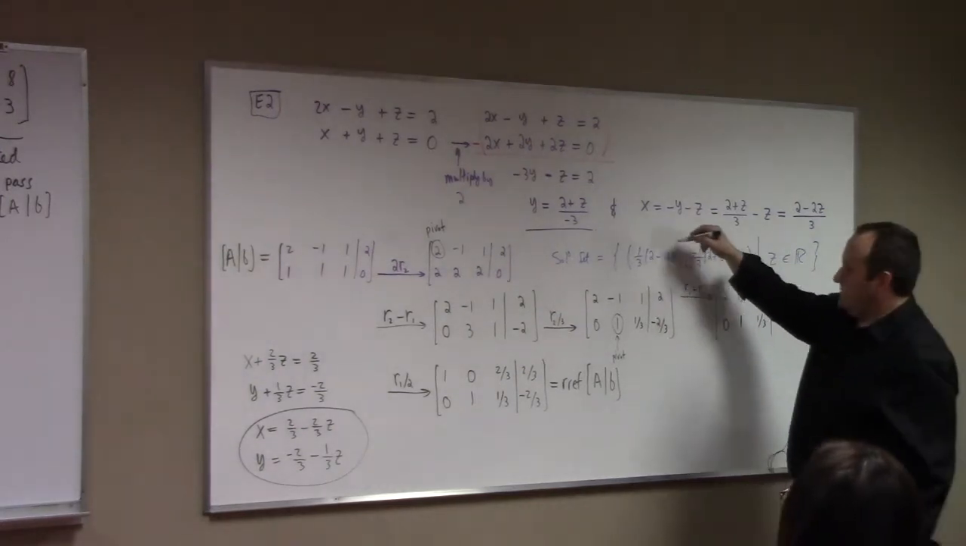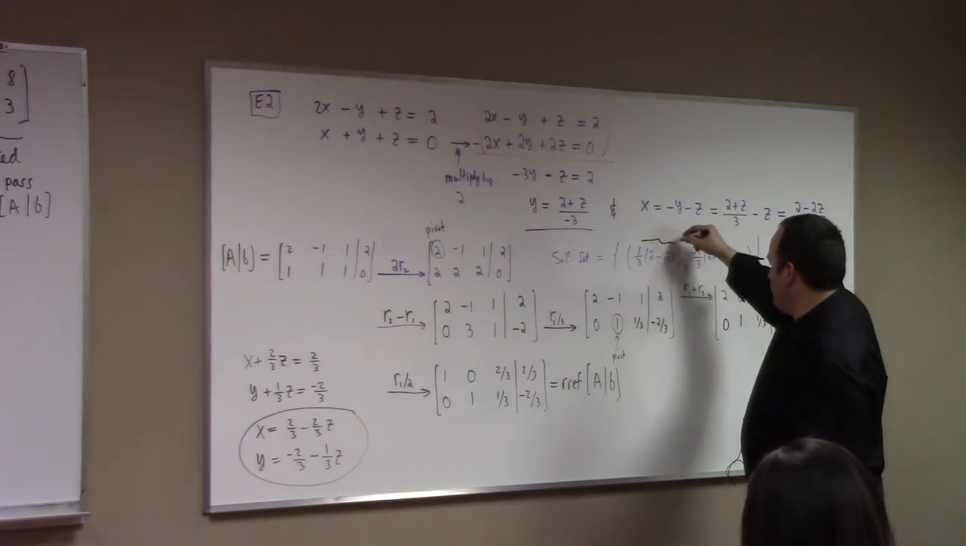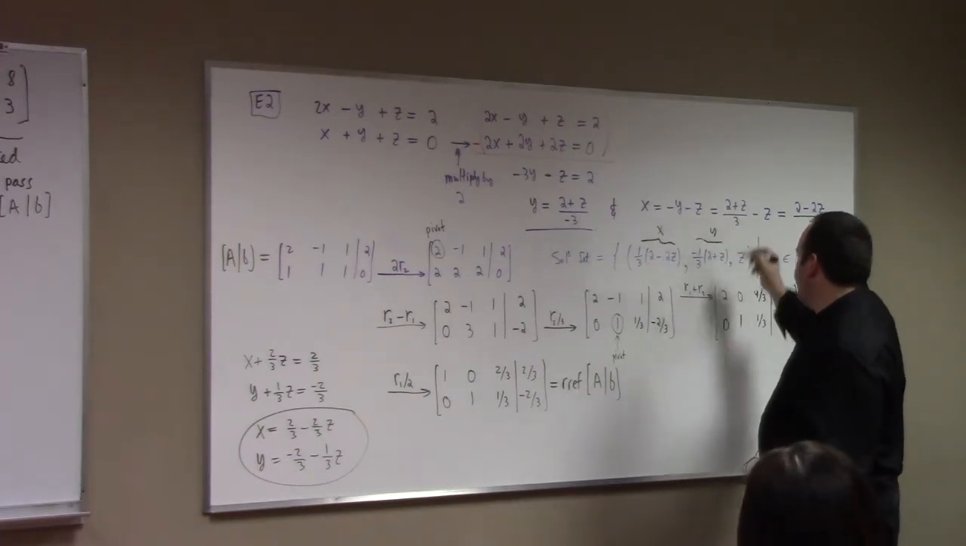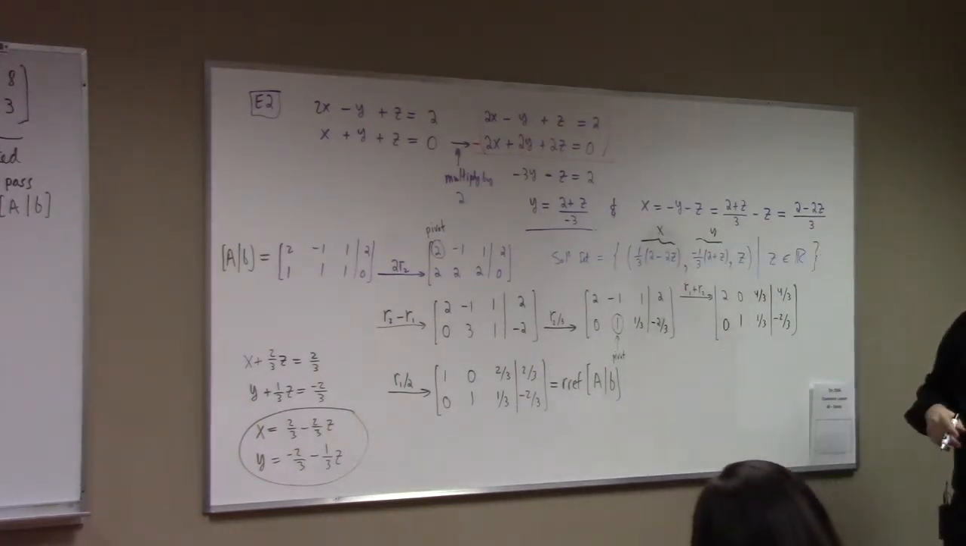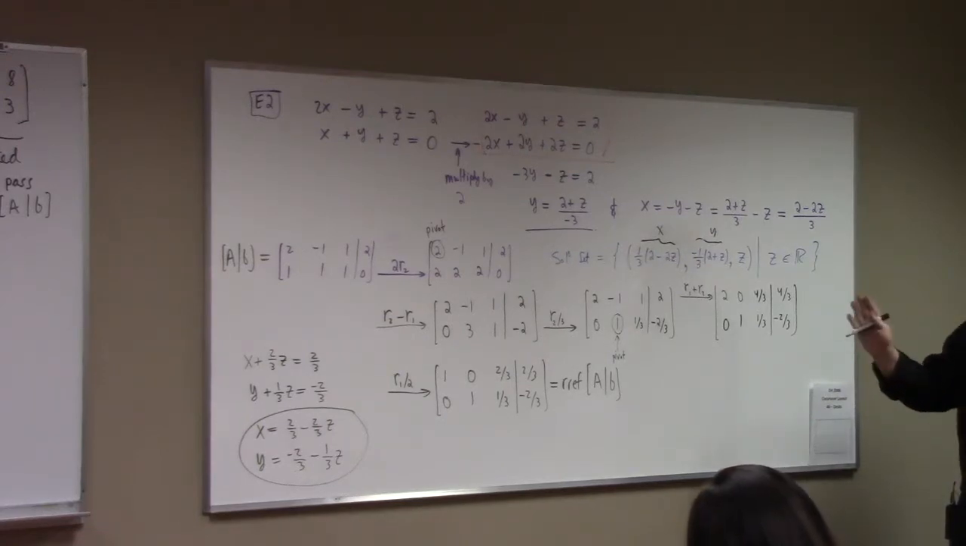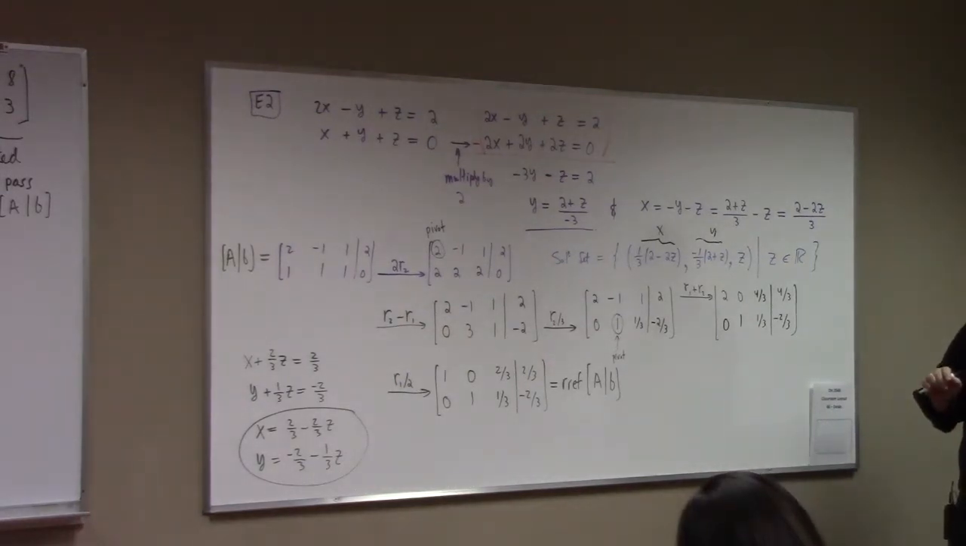This is my x, this is y. Z is free. The reduced row echelon form will conspire to make the last variable the parameter in the solution set as much as is possible.